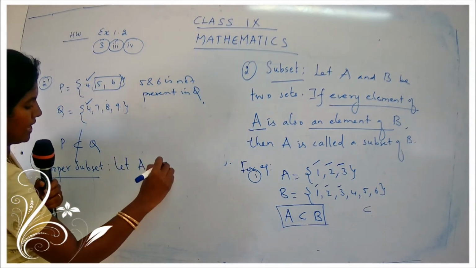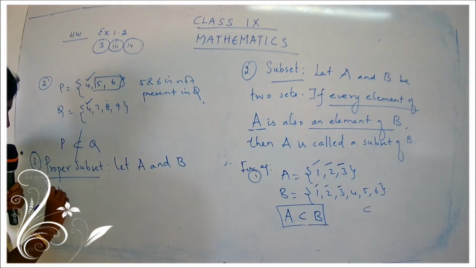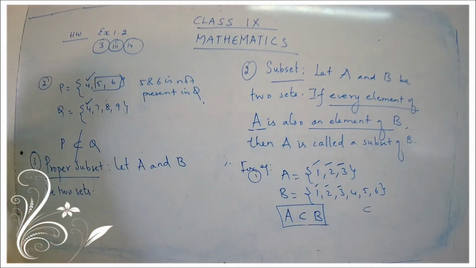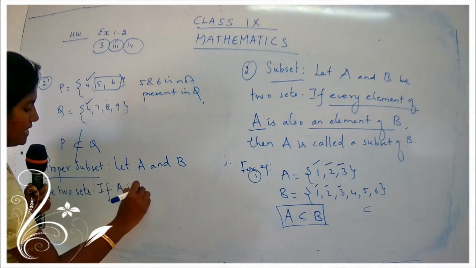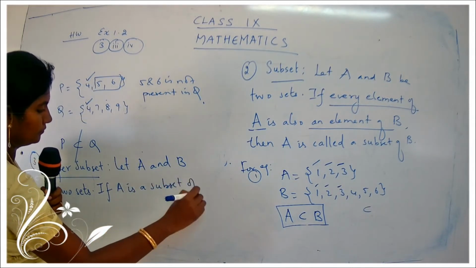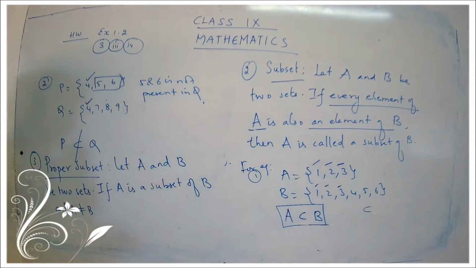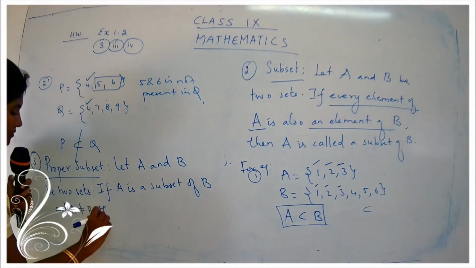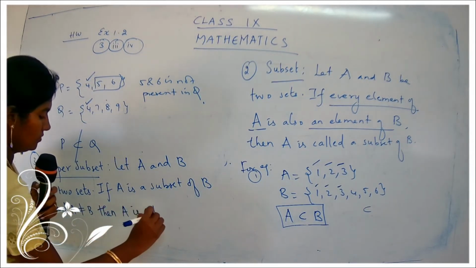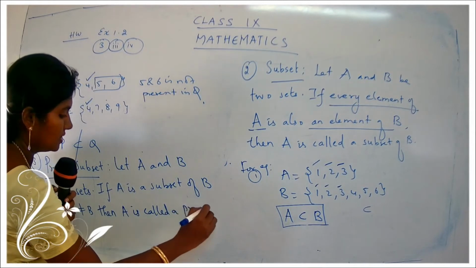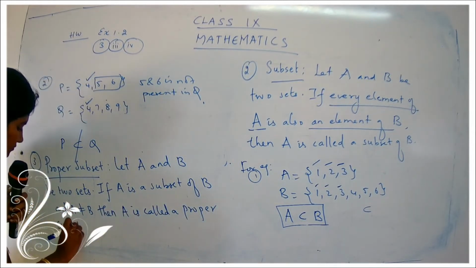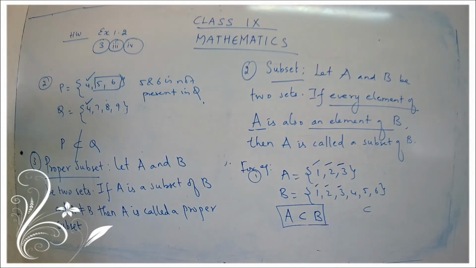Let A and B be two sets. If A is a subset of B and A not equal to B, that's one more extra condition here. A is a subset of B and A is not equal to B, then A is called a proper subset. A is called a proper subset of B.